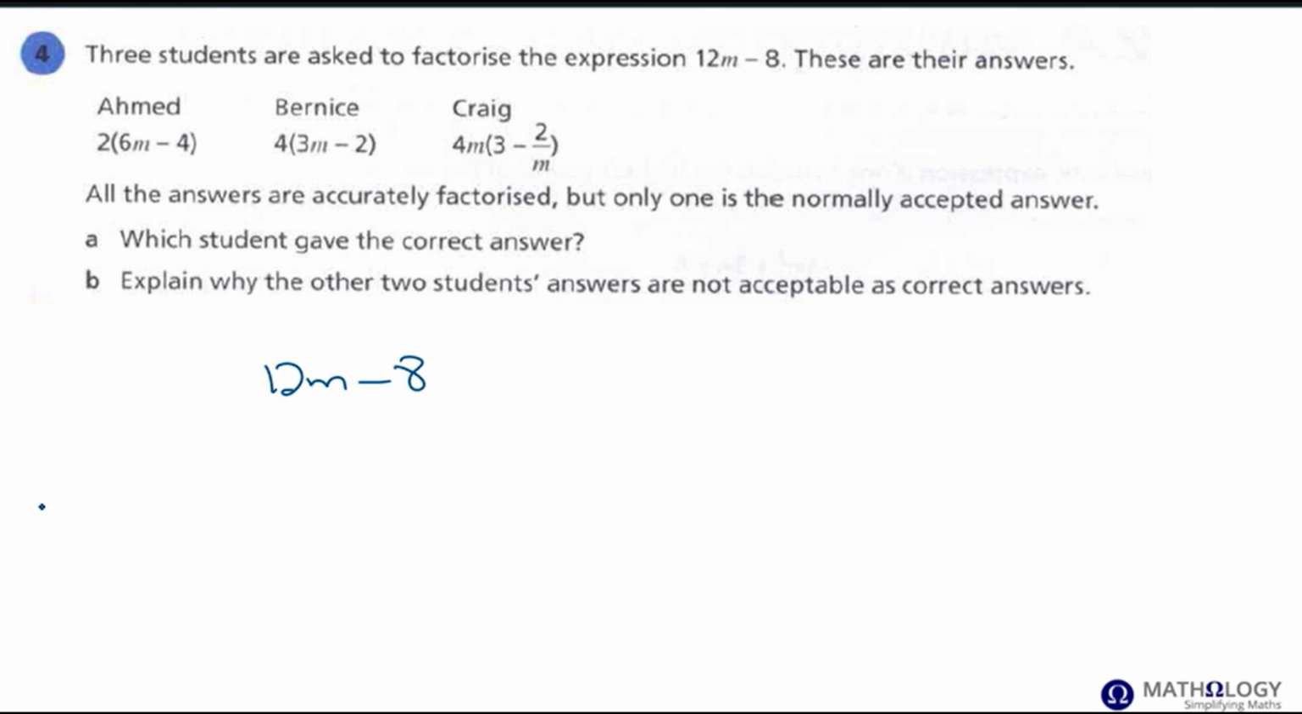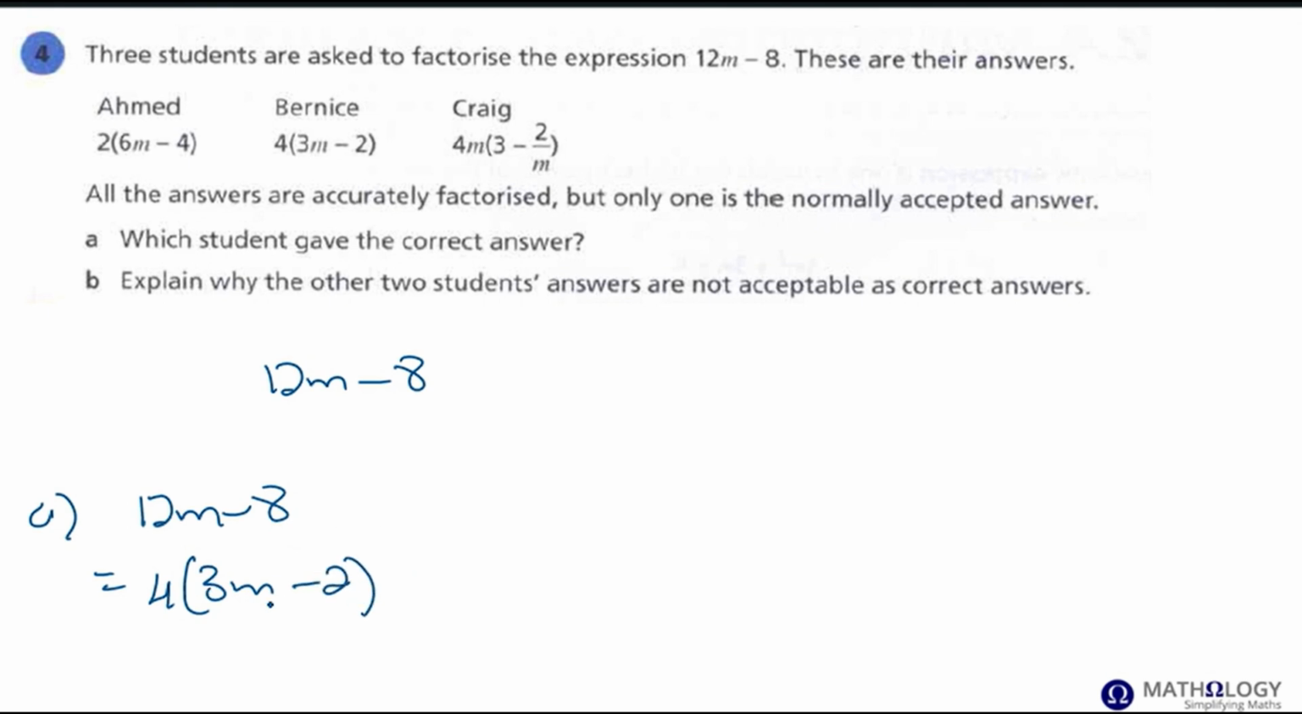Okay, so let's just forget about the three answers. We are going to factorize as we have been doing, right? 12m minus 8, and then we will go and answer the question. So the highest common factor between 12 and 8 would be 4. 4 goes into 12 3 times and into 8 twice. So we take out the common factor of 4, and then we're left with 4 times 3m minus 2. 12m divided by 4 equals 3m, and minus 8 divided by 4 is minus 2.